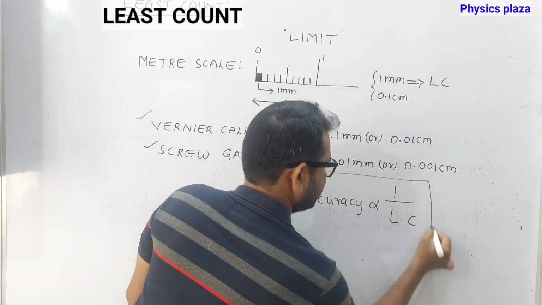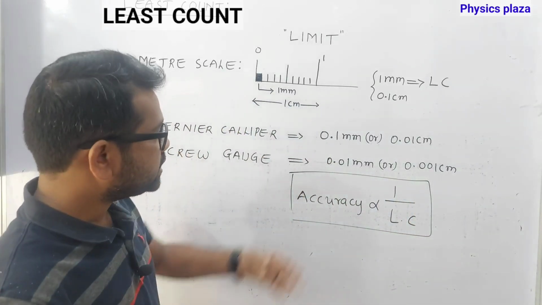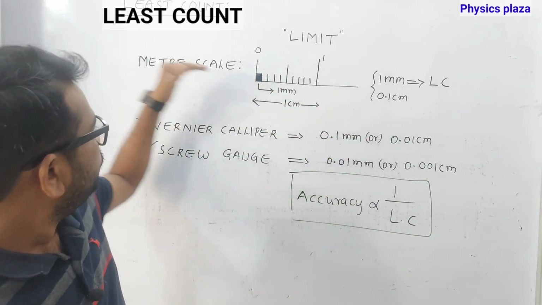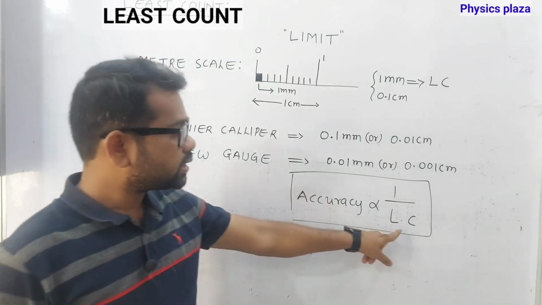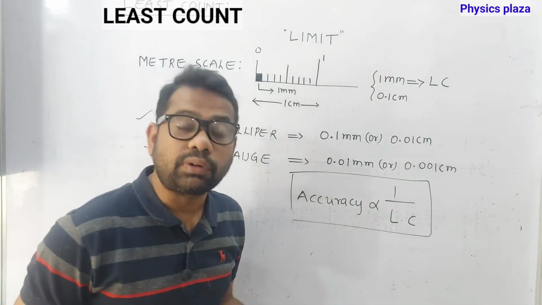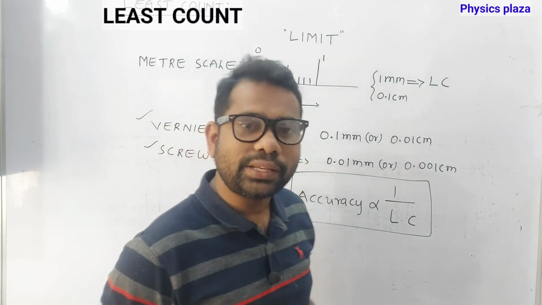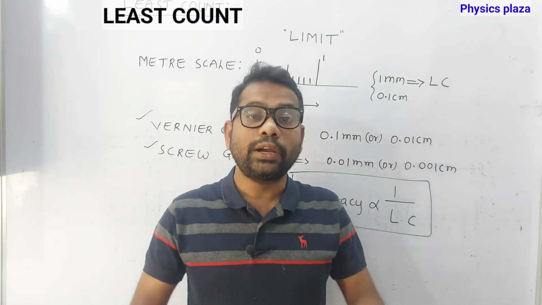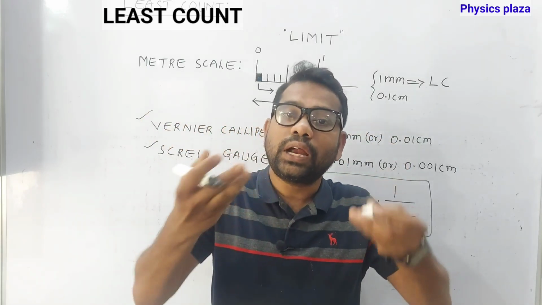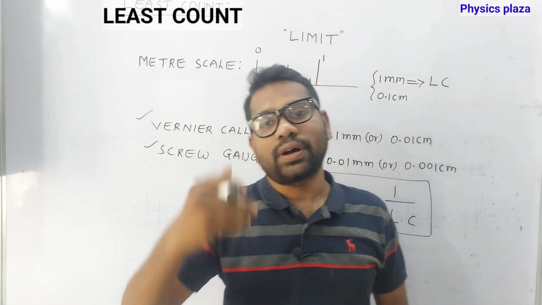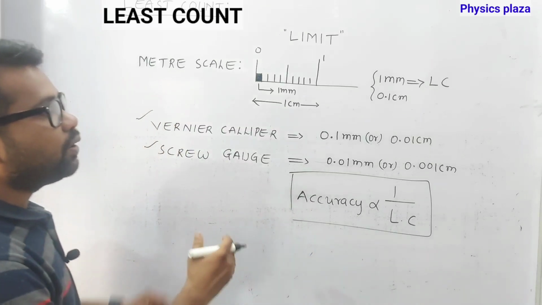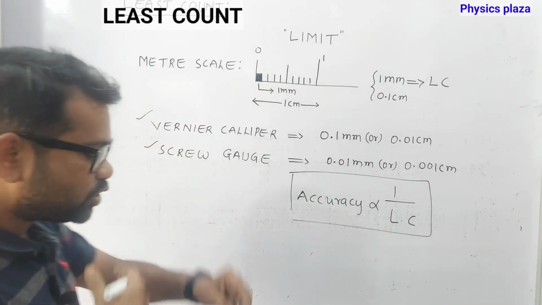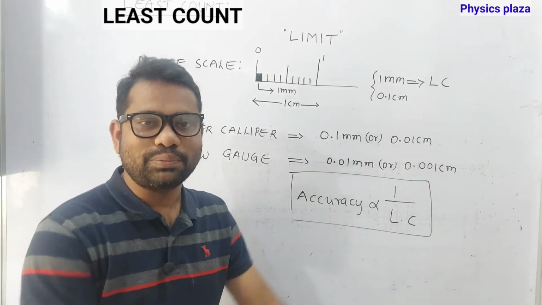It's very, very important. Here is the evidence: from the meter scale to the screw gauge, the least count is decreasing, and simultaneously accuracy is increased. That is why we are going for better devices, because we want to measure values more accurately. Is it clear? Just copy it. We will be talking especially about vernier calipers.